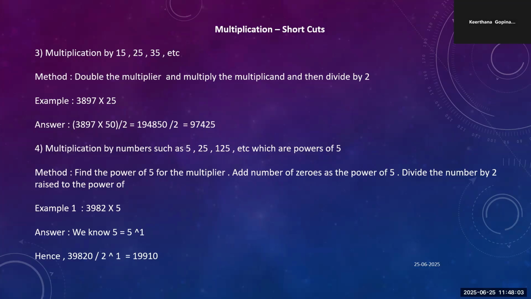What will you do? 125 is the power of 3, 5. Let us say 3982 into 125. How will you do it? You know 125 is 5 cube, right? So you have to add 3 zeros to 3982, giving 3982000, and then divide by 2. Even when you divide by 2, the 000 will stay. You will have to divide only the first 4 digits.